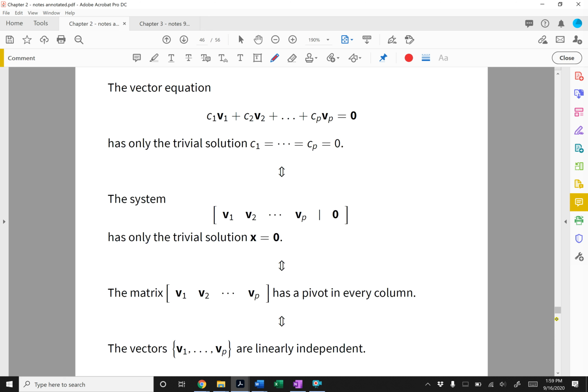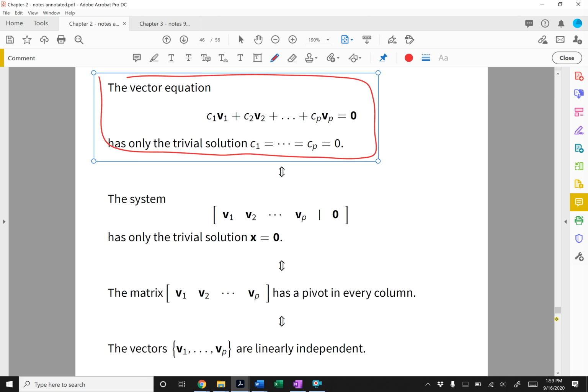This is the definition of linear independence that we just talked about. If we have that vector equation that equals 0 and it only has the trivial solution, then they are linearly independent. If we start writing down the vectors in an augmented matrix, augment it with 0, and we solve.